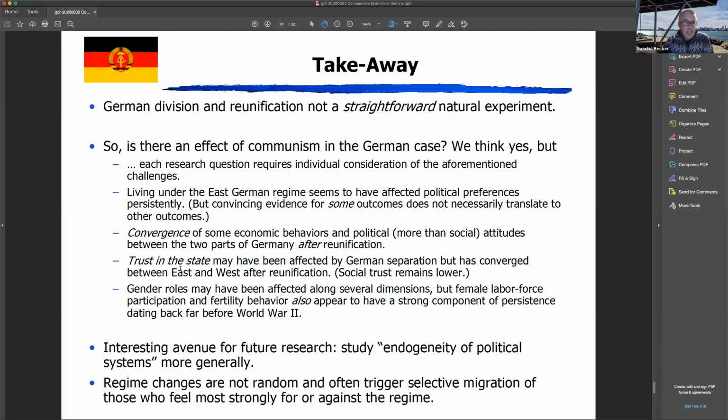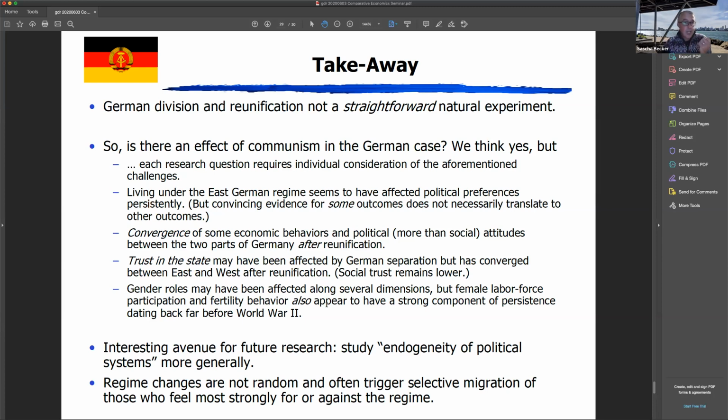Interestingly, trust is one of these things. Trust in the state has gone up rapidly in the East, but social trust, trusting other people in the East, still seems to be lower. And there is work that talks about spying and long-run effects of spying, that you can't trust anyone, that still affects people's behavior today. And also gender roles seem to have been permanently affected by communism. Even though, let me repeat that, some of the differences in gender roles go back to pre-World War II, but still we think a lot of it can be attributed also to communism.